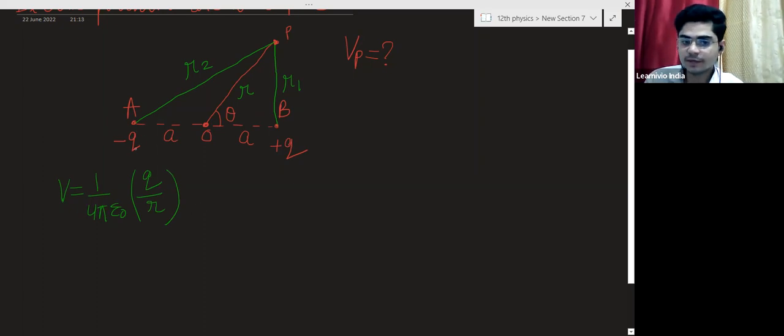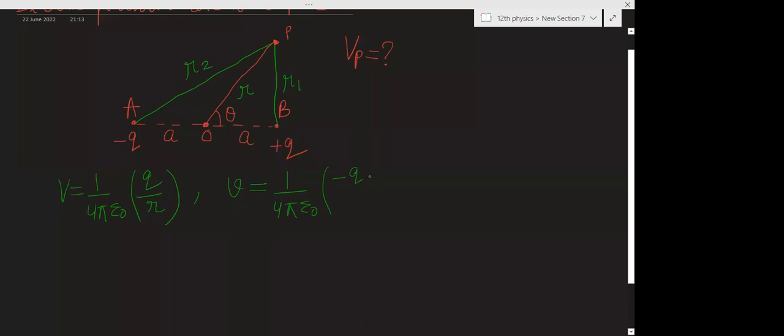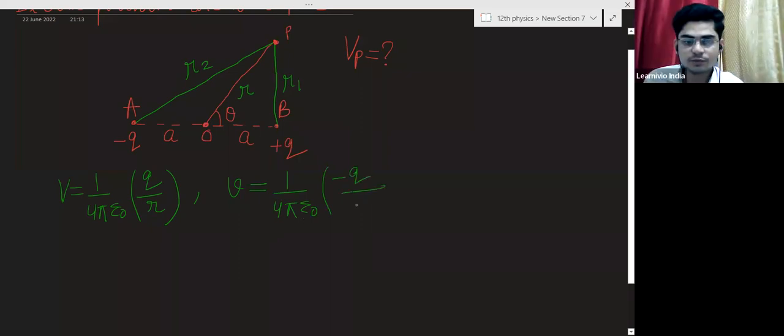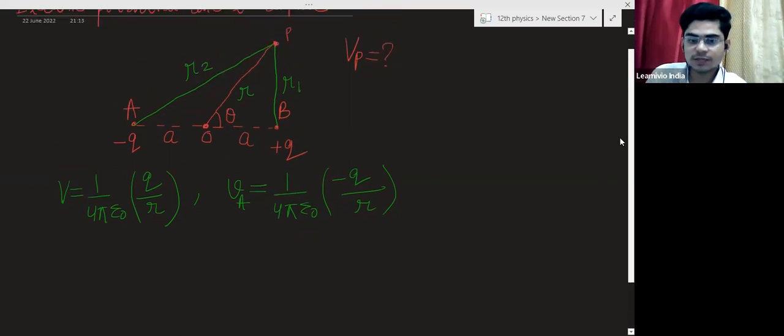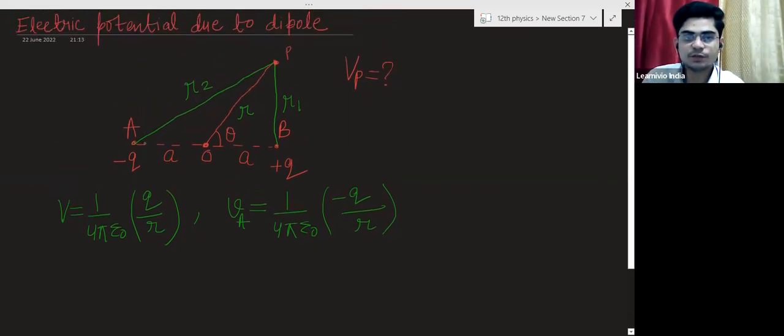Here, due to this minus charge, what will be the potential? 1 upon 4 pi epsilon naught, and this will be minus Q divided by R. This is R, not R square. Okay. So this is due to the charge at A. This is the potential at point P due to the charge at A. So I am writing 1 upon 4 pi epsilon naught equal to K.